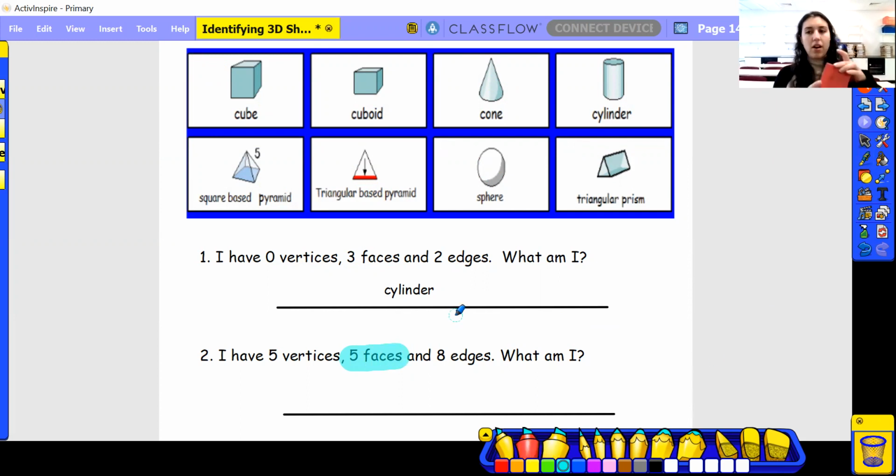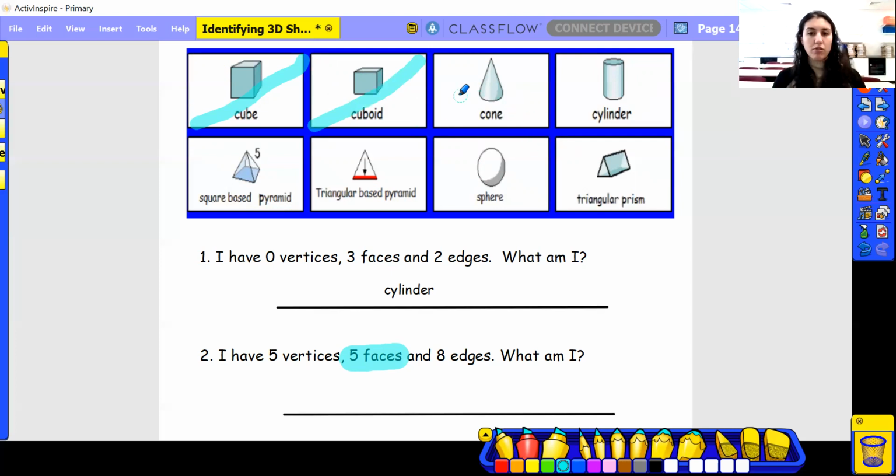And the cube has got 1, 2, 3, 4, 5, 6 faces. So it's not the cube. And I know that the cube and the cuboid have the same number of faces, edges, and vertices. So by that point, it's also not a cuboid.